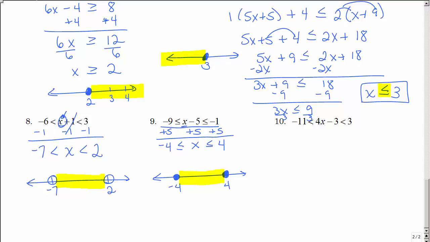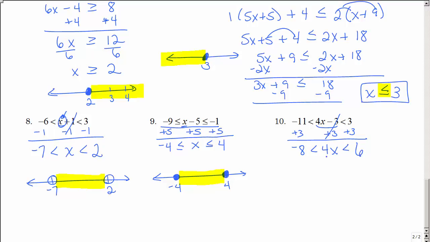Okay, number 11. Just needed to erase that so you could see it. All right, so look at what's here. What do we need to get x by itself? Well, we would need to add 3 first. Negative 11 plus 3, that's negative 8. That's 4x. That's 0. That's 6.